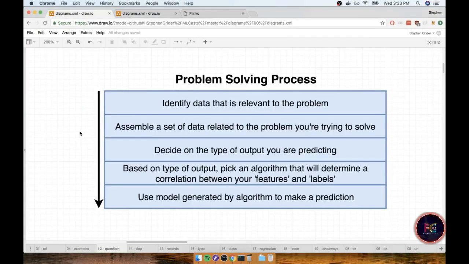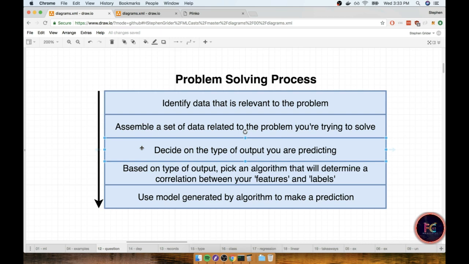In the last section, we started talking about a tiny little problem that you might be presented with if you were some analyst at a city working on a flooding problem. So we've now identified the data that is relevant to our problem, and we've assembled that into a data set. We now need to decide on the type of output that we are predicting.